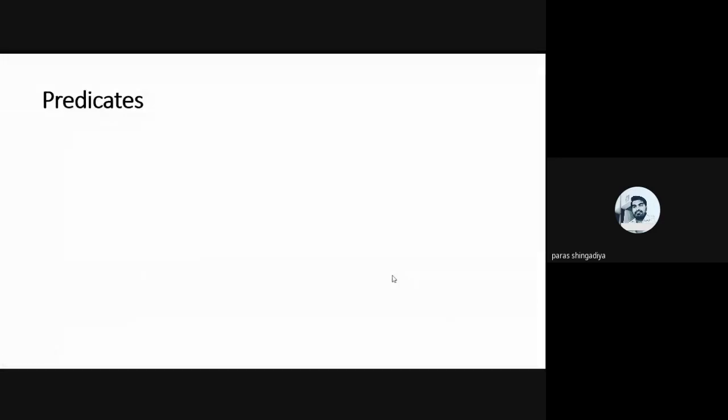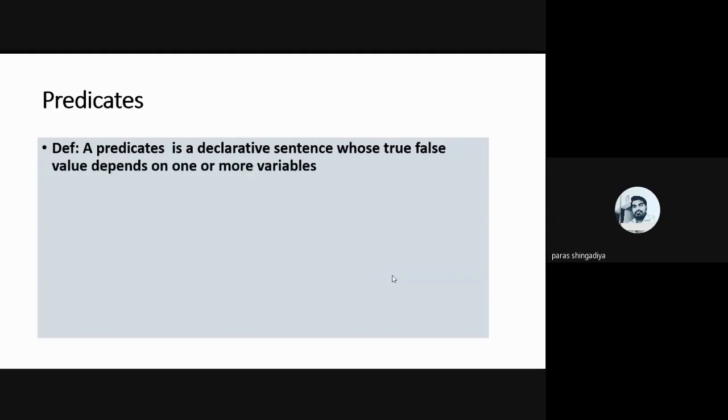In yesterday's lab, we started one topic of the unit that is known as a predicate, and was discussing the definition, how we can define the predicate. A predicate is a declarative sentence whose true or false value depends on one or more variables. So that is called a predicate.